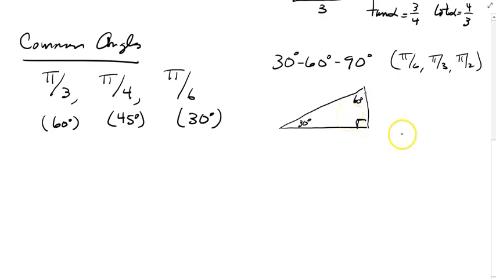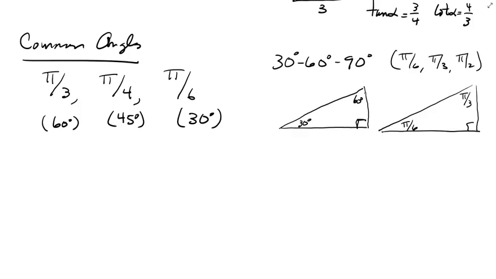Now, putting that in radians, what would that look like? Well, the pi over 6 would be here, and the pi over 3 would be up here. So same exact triangles, one's in degrees, one's in radians. Now, we actually have a relationship for the sides of these triangles.